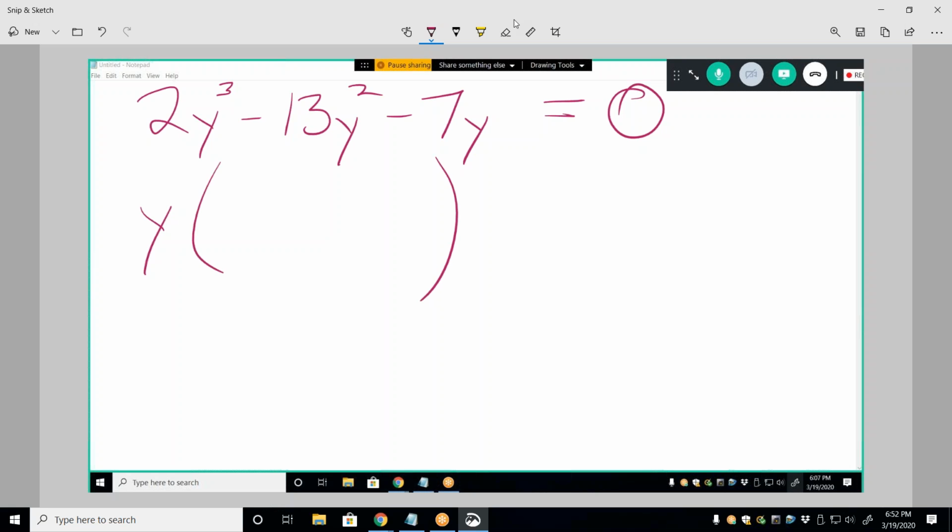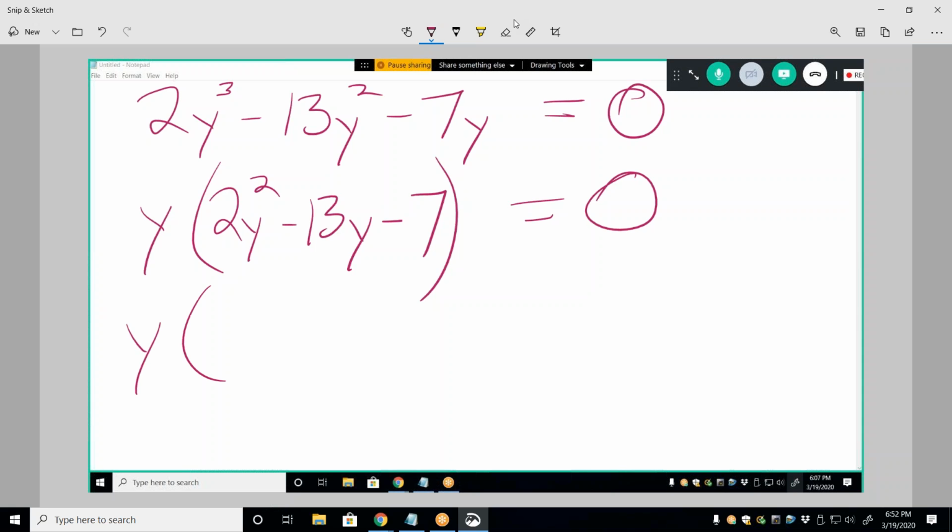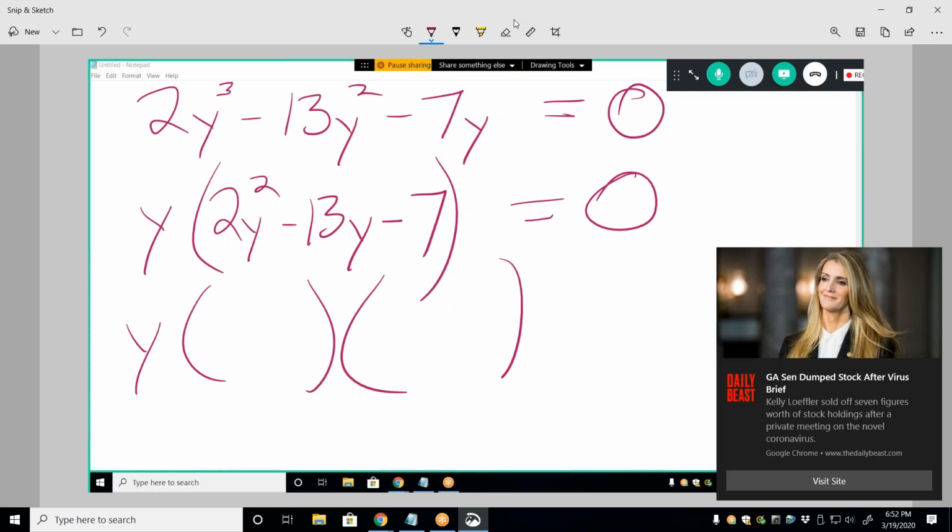It's the first thing. And that is you pull out the greatest common factor. You want to pull out the greatest. And y is the greatest. In other words, I cannot pull out a 2 because 13 doesn't divide by 2, nor does 7. So y is the greatest common factor. What's left over? 2y squared minus 13y minus 7. That's a quadratic. We can factor that. So we're going to have 3 factors on this. Factor that.